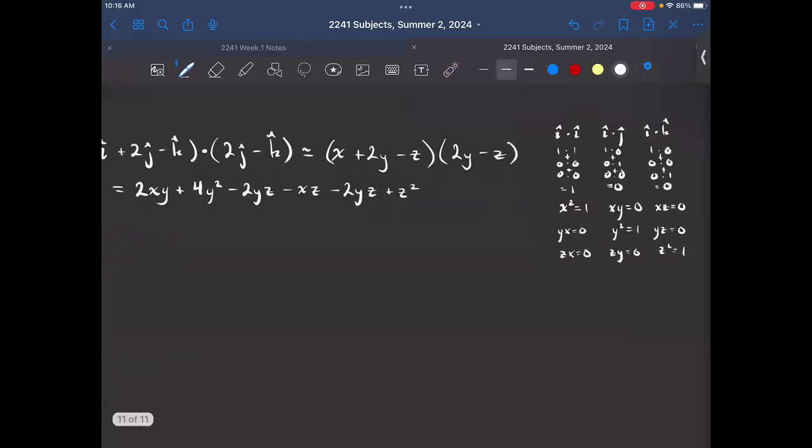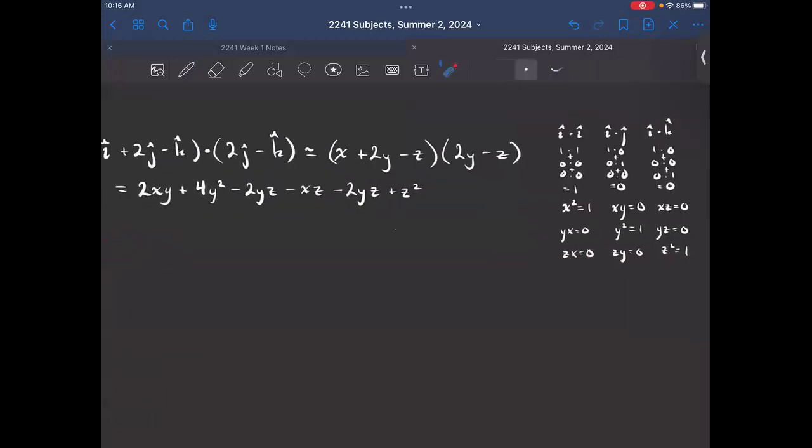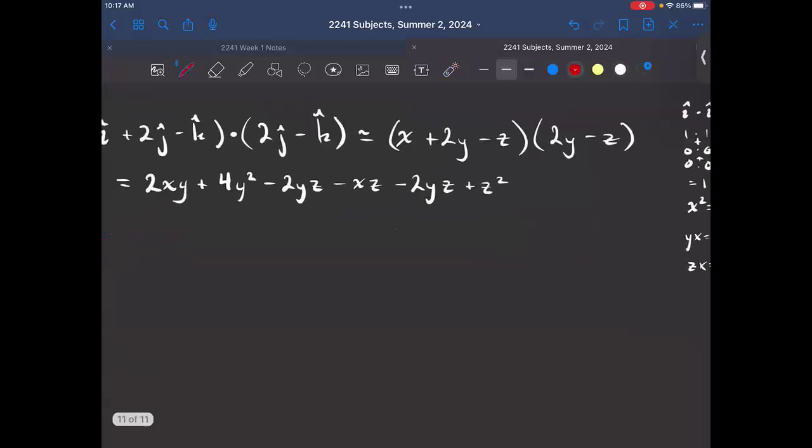And now if we look back at our table over here, we see, all right, any of those mixed variables are 0. Anything that's squared is 1. So we can cross out a bunch of stuff here. All right, xy is mixed, 2yz is mixed, xz is mixed, and so is that one, yz. And so what we are left with is 4 times 1 plus 1. And so we get 4 plus 1 is 5 for our dot product there.